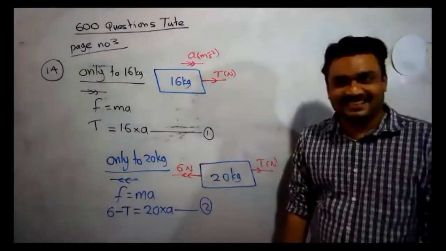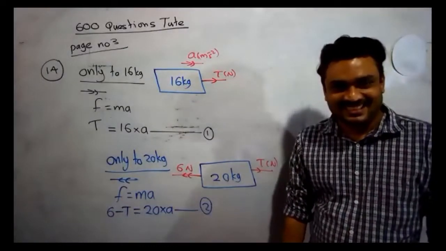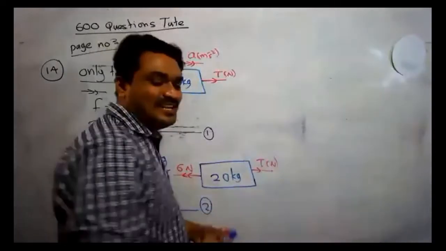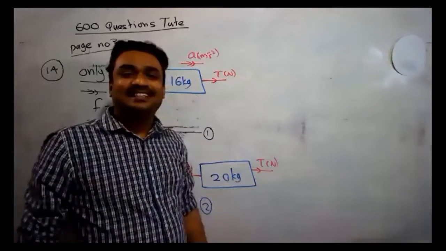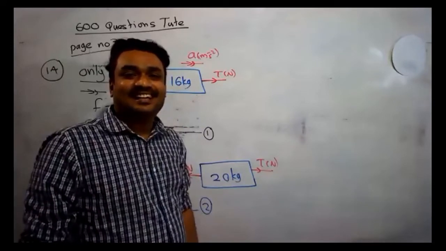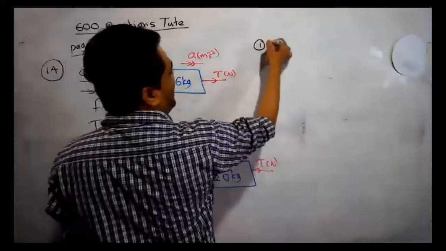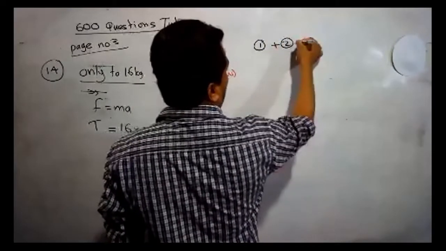Instead of T, 1 plus 2. Very good. Just add 1 and 2. Yeah, let's add 1 and 2. 1 plus 2. Look at the board.